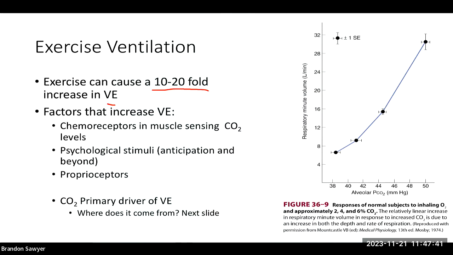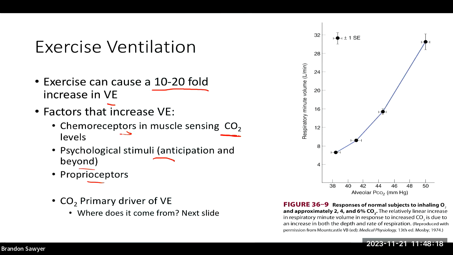Okay, there's multiple factors that cause this. Definitely number one would be increased CO2. And we have chemoreceptors around our muscle that are doing this. So we don't have to wait till that excess CO2 gets back up to our carotid bodies or aortic arch or CSF in our brain. It's right there at the muscle, where it's being produced. We also have some anticipatory response as well. So even as you're thinking about exercise, as you're going to put your shoes on, getting ready, you're already ventilating at a little bit higher rate. So there's that portion. And then the proprioceptors that we already talked about.